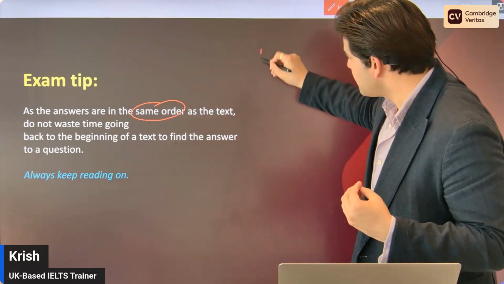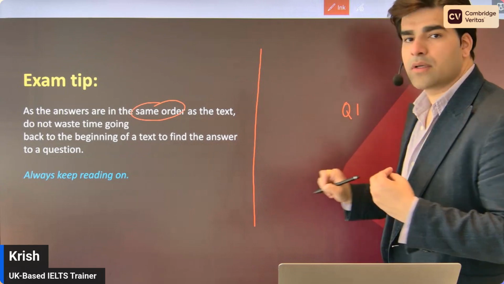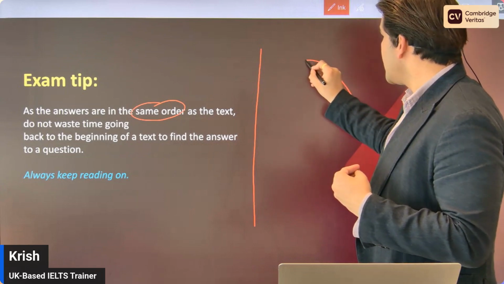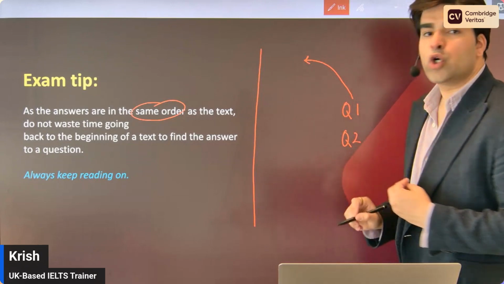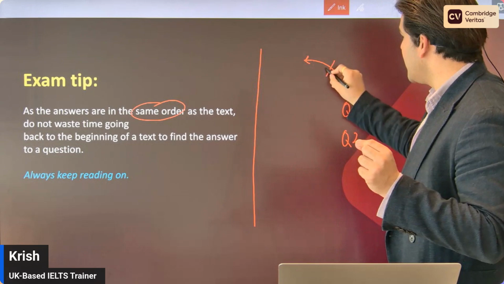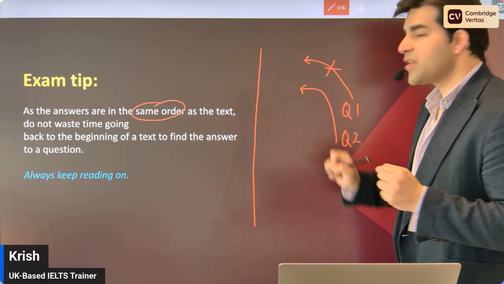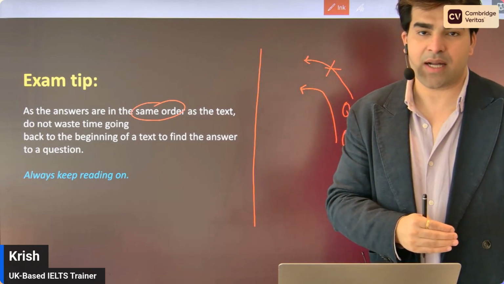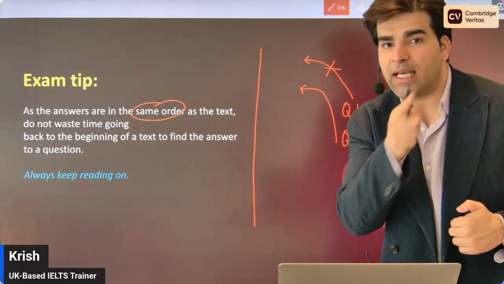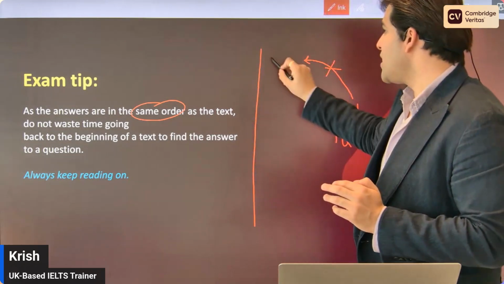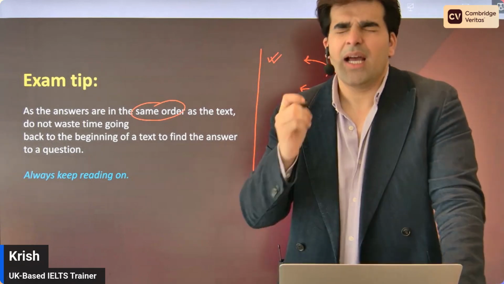Now imagine this is question number 1. The answer to question number 1 is here. This is question number 2. Do not start reading from the beginning. Maybe start reading from the piece of information that is given after it, because the information is always going to be in ascending order in the text. You do not have to start reading from the beginning once again. Extremely important. It'll save your time.